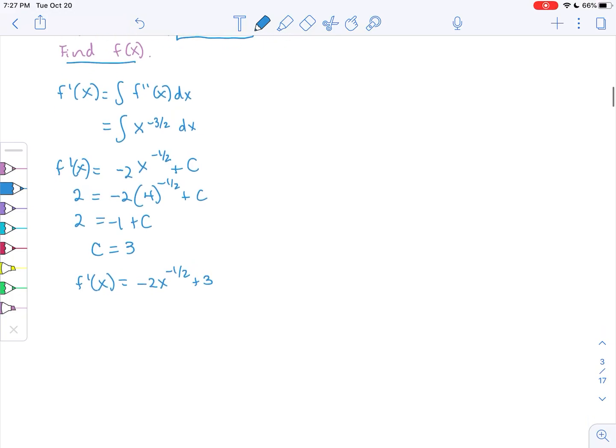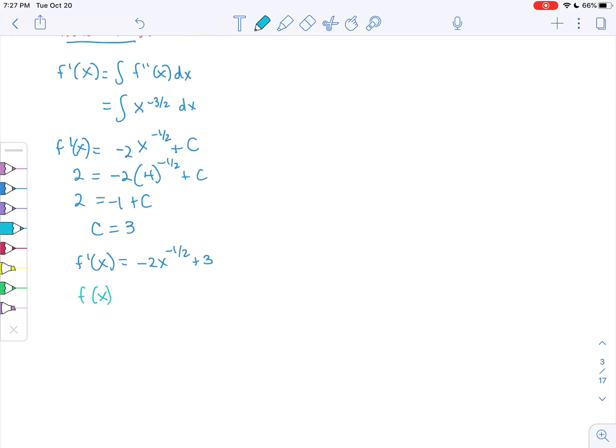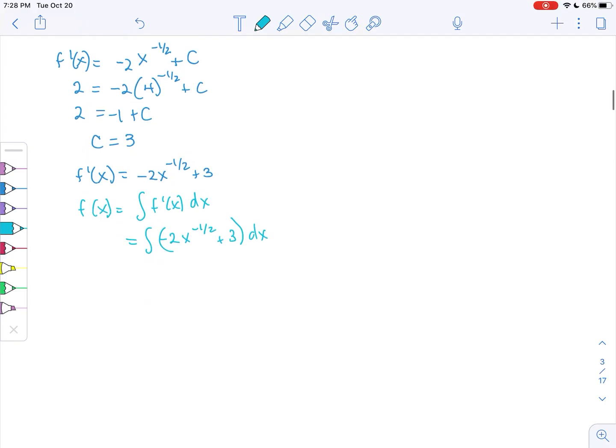Okay, so that doesn't answer the question because now they want me to find f of x. So we do a whole other iteration of this. I'll switch colors. Now, what is f of x? f of x is the antiderivative of f prime of x dx. So f prime of x is, from what we just solved above, -2x to the -1/2 plus 3 with respect to x. If I add 1 to -1/2, I'm going to get x to the 1/2. If I multiply by the reciprocal, -2 is already there, so -2 times the reciprocal of 1/2, I get -4. And then the antiderivative of 3 is plus 3x.